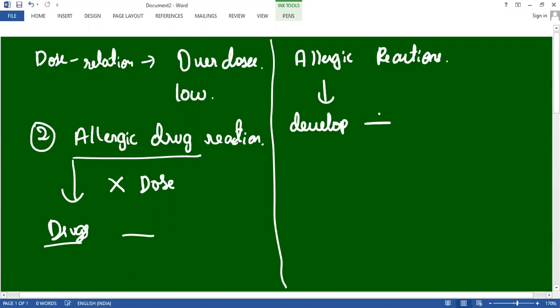this develops when the body's immune system develops an inappropriate reaction. Sometimes it is referred to as sensitization. So after the person is sensitized, the later exposure to the drug may produce one or several different types of allergic reaction.